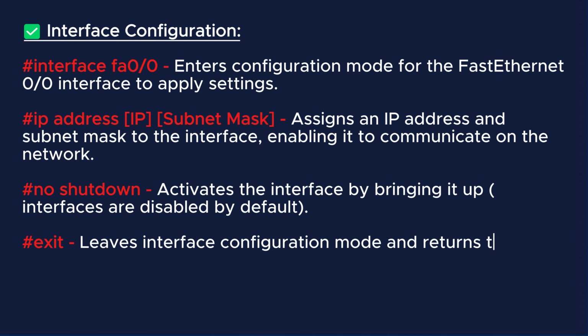As the first step, let's configure the interface port and assign an IP address. Hashtag interface fa0/0 enters configuration mode for the FastEthernet 0/0 interface to apply settings. Hashtag ip address <IP> <subnet mask> assigns an IP address and subnet mask to the interface, enabling it to communicate on the network. Hashtag no shutdown activates the interface by bringing it up.